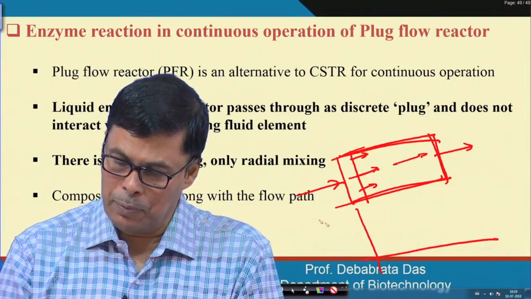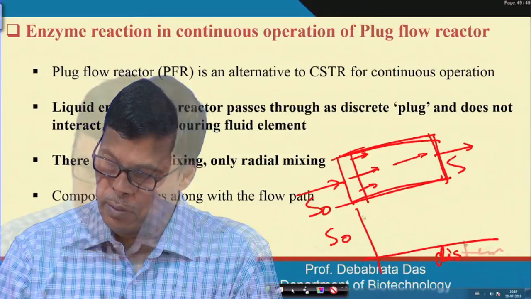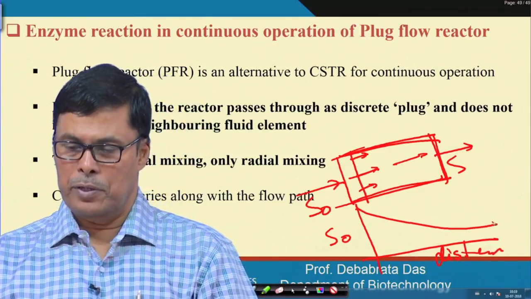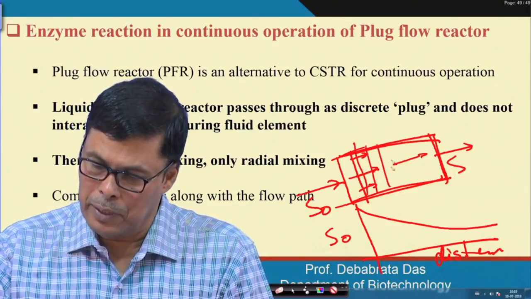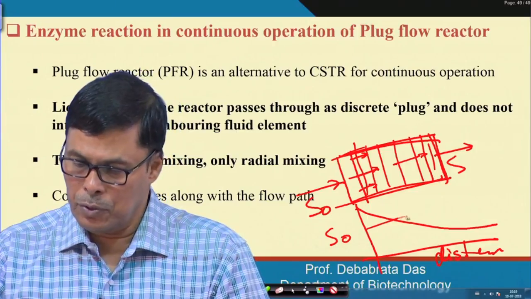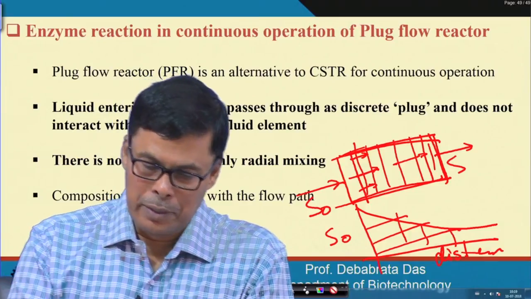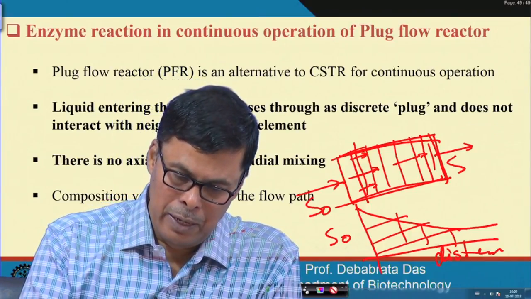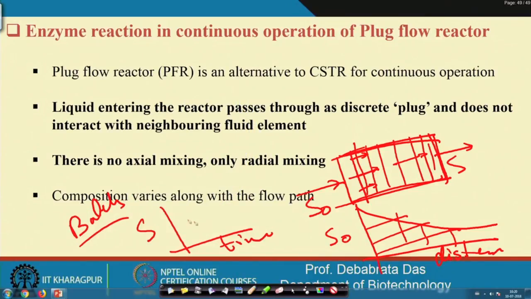Now, suppose this is S0 and this is S. S0, with respect to distance, sorry, this keeps on decreasing with respect to distance. So that means your substrate concentration in different parts of the reactor will be different. So at different distance you have different rate of reaction. It is something similar to the batch process. What is the batch process? In batch process, substrate is decreasing with respect to time like this. And here in case of plug flow reactor, the substrate concentration decreases with respect to distance.